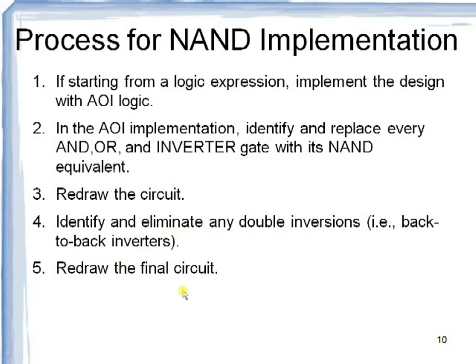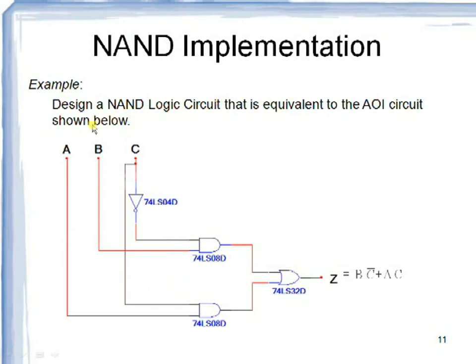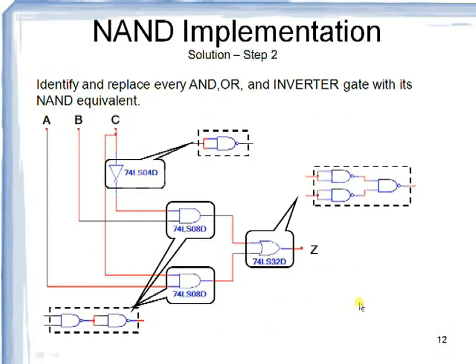Let us see this with an example. NAND implementation: design a NAND logic circuit that is equivalent to the AOI circuit shown below. So this is the AOI circuit, where we are using an AND gate, an OR gate as well as an inverter. The expression of this circuit is Z equals BC bar plus AC. Now if we realize the same circuit with the help of NAND equivalents of the other gates, then we have to get again the same expression. So let us see what to do now.